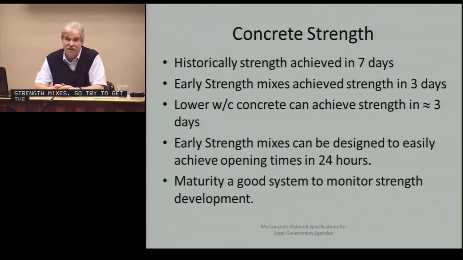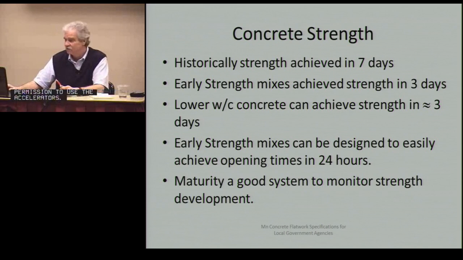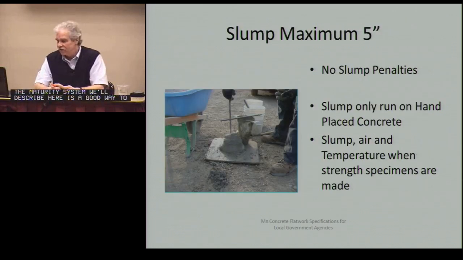Lower water cement ratios obviously help this strength. Early strength mixes, again, will be designed by the ready-mix people. So they can use some fly ash in there and some accelerators. In the past, they'd have to get permission from the concrete office to use the accelerators. And the maturity system we'll describe here is a good way to monitor the concrete strength as you go through the project. The slump specification in this spec is a maximum 5 inches.